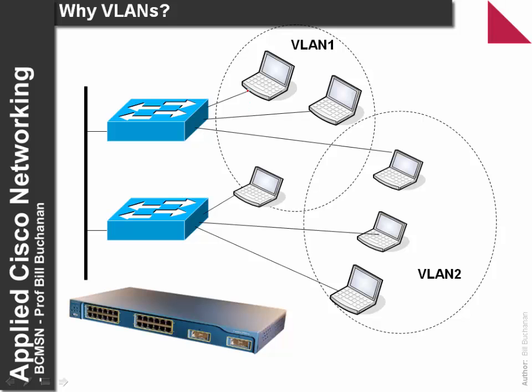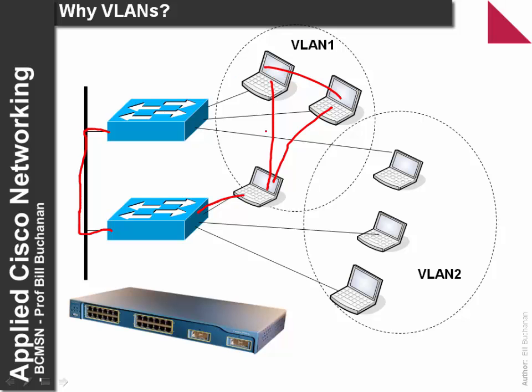So why do we use VLANs? Well, VLANs allow us to create networks across multiple switches. We can see here that these machines need to be connected together in one LAN, but this machine connects to a different switch. Through trunking, it is possible for us to span VLANs across switches.